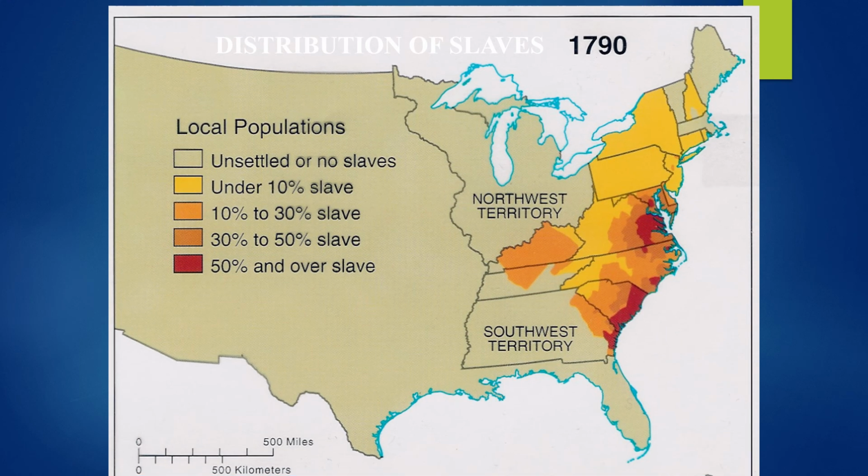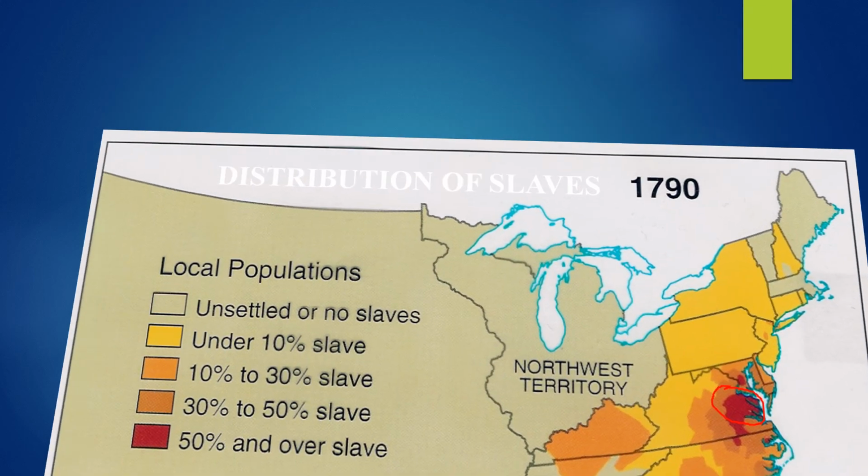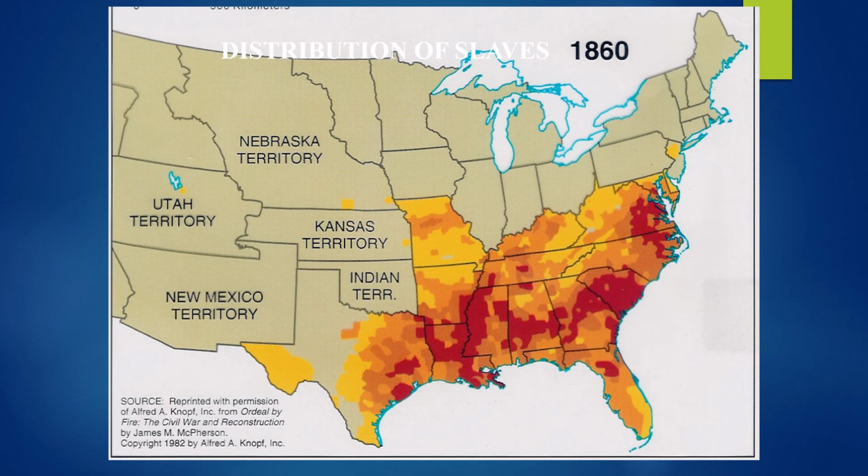If you look at this first map, in the Chesapeake area, which is right over here, you see that area which grew tobacco. You see coastal South Carolina, the rice. Those are the big slave areas. However, by 1860, it extended further westward and continued to extend during that time with the growth of plantations.